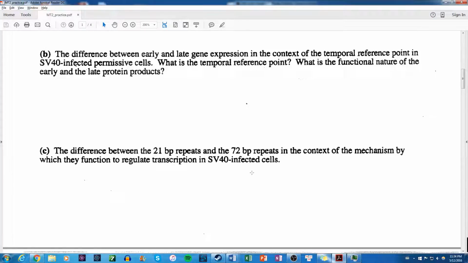Question C, difference between 21 base pair repeats and 72 base pair repeats in context, the mechanism, and so on. You can read the question yourself.